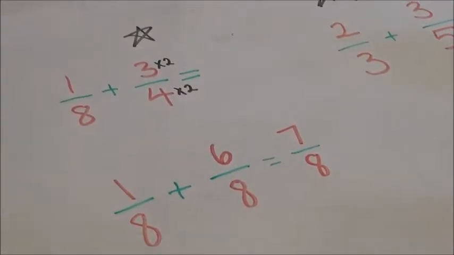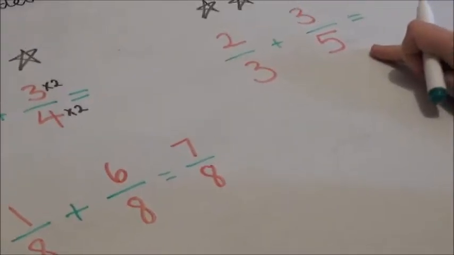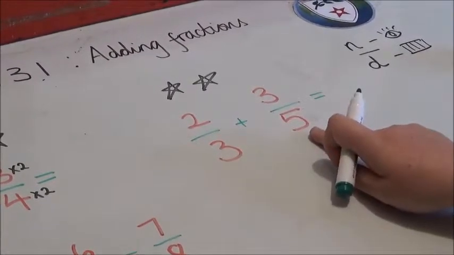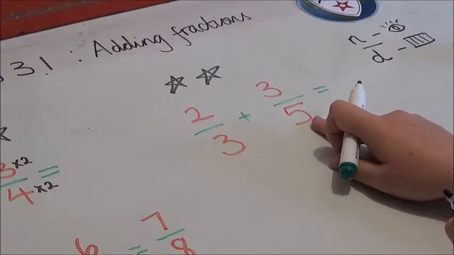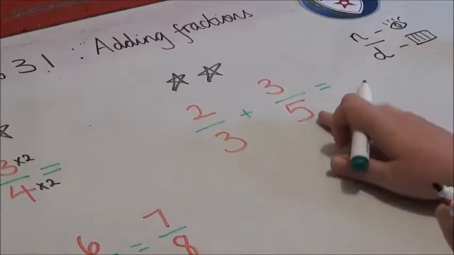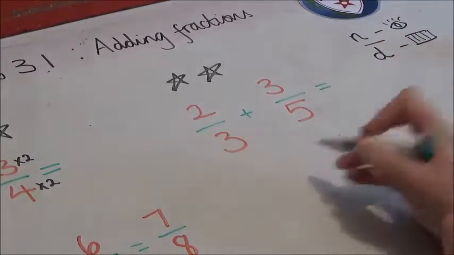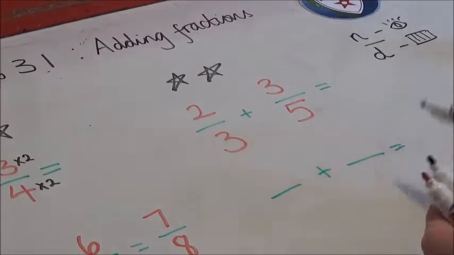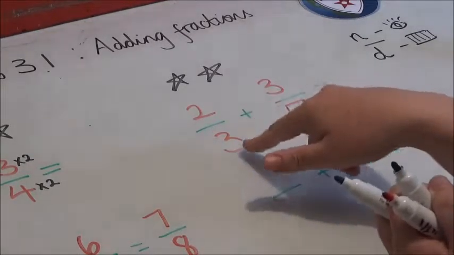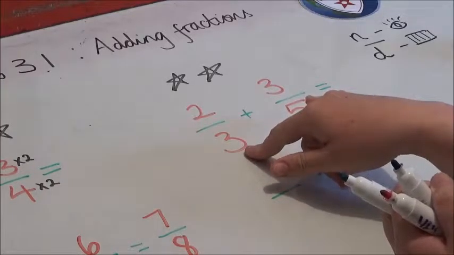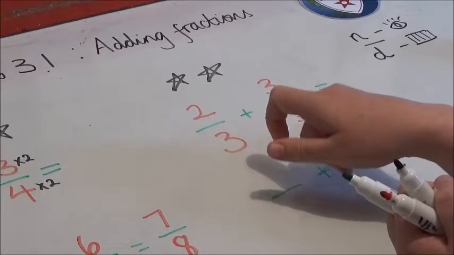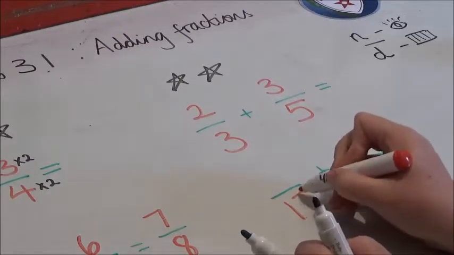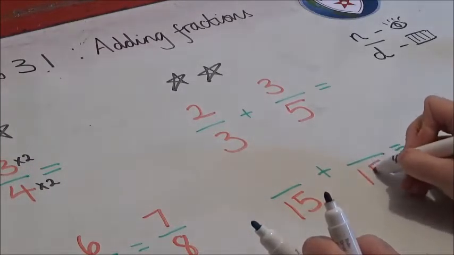This example over here is a little bit different because I can't multiply 3 by anything to get to 5, and I can't multiply 5 by anything to get to 3, or divide it even. So what I've got to do is find a common denominator that fits both of them. If I was going to go through my 3s, I'm going to hit 15, and I know that 15 is also a multiple of 5. So I'm going to choose my common denominator as 15.